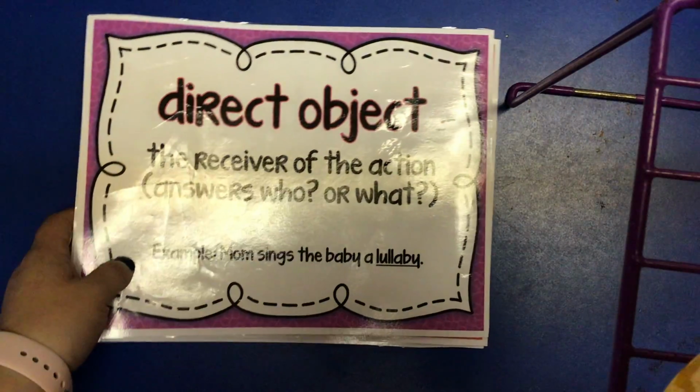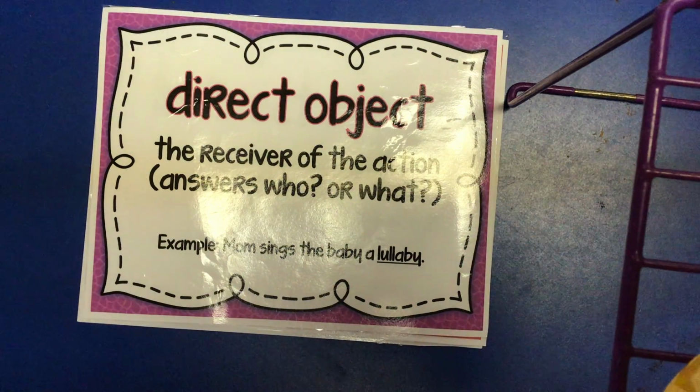This week we are going to be talking about direct, indirect, and compound objects. Before we get started, let's explain what they are. A direct object is the receiver of the action. What is the action? It's the verb. So who is receiving that action? It answers who or what.